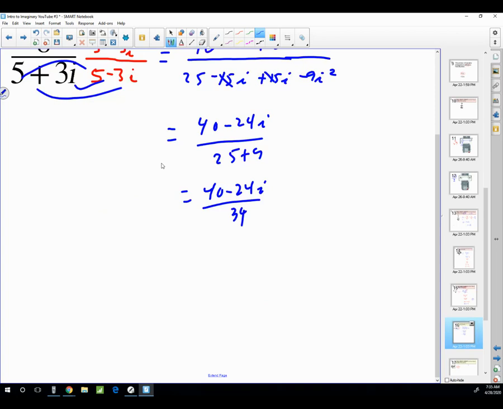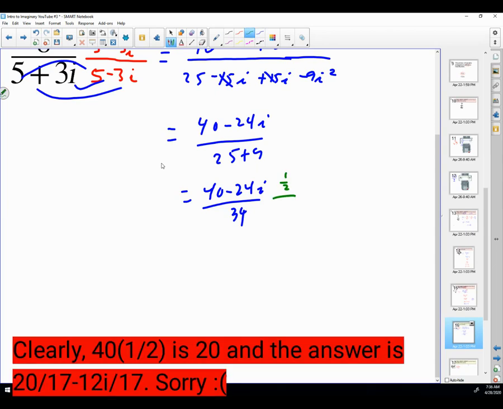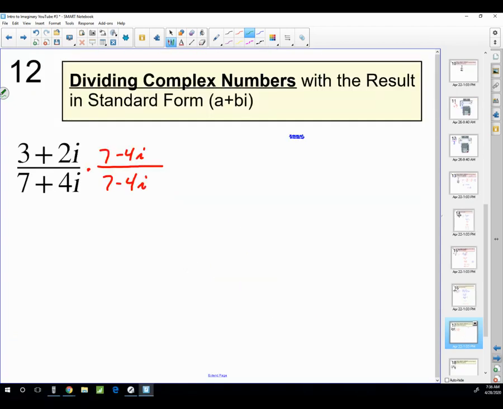Now, if we were going to leave it as that one fractional format, you need to recognize that all your coefficients are even numbers. And so technically what we're doing is multiplying top and bottom by 1/2 over 1/2, and we get 10 minus 12i over 17. And then that would be an acceptable answer on a written test, but we've got to do something for Socrative. So the answer for Socrative is 10/17 minus 12i over 17. No spaces, please.